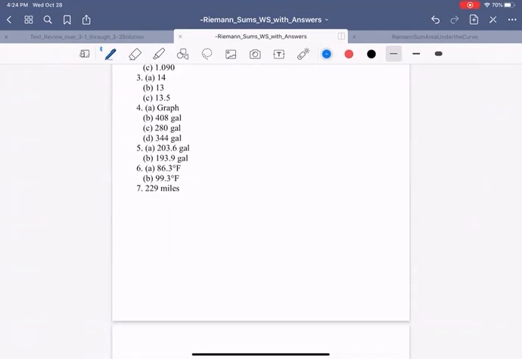I want to train your mental math for this part of the calculation, because if you take the AP Calculus test next year, there is a non-calculator section, which you need to do by mental math.